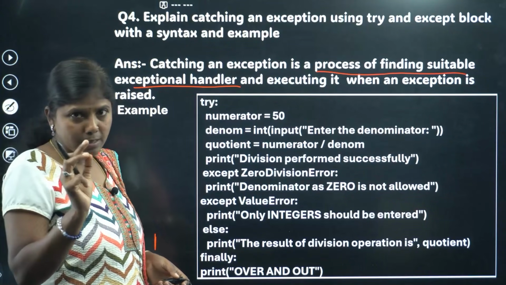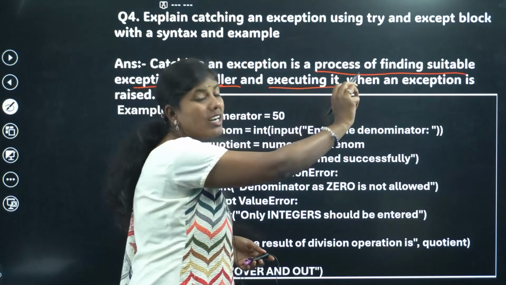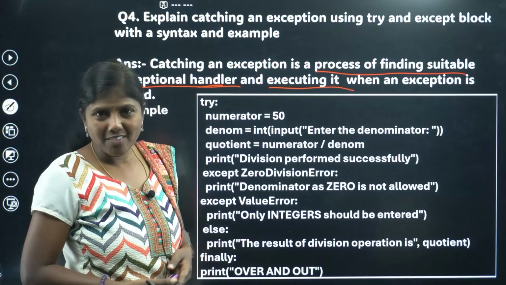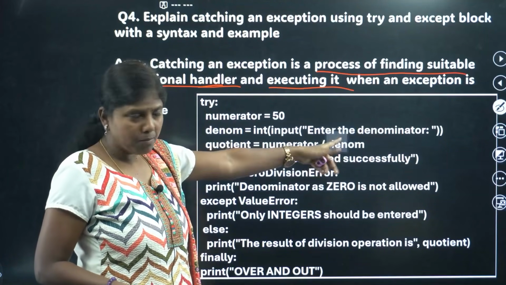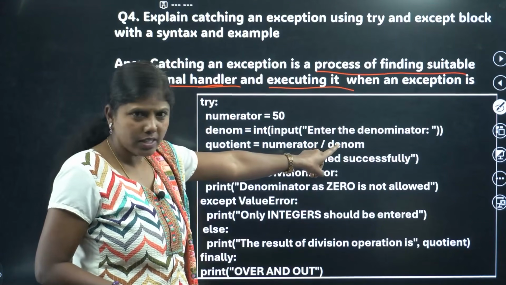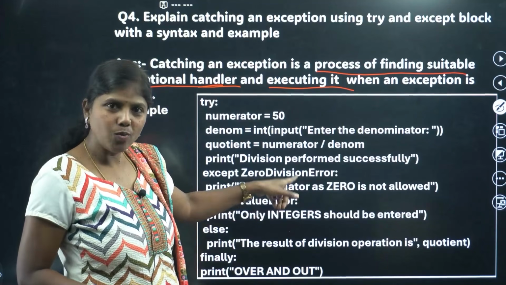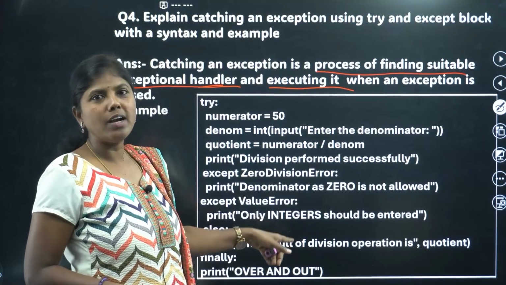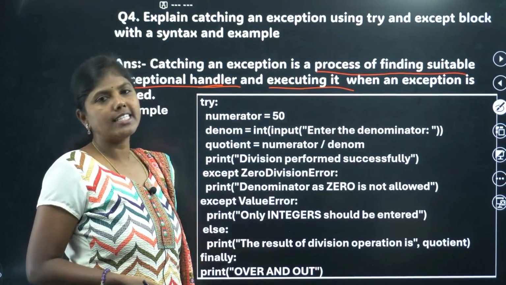What is catching an exception? The process of finding the suitable exception handler and executing it when the exception is raised is called catching an exception. Very simple. An exception is raised if I give 0 here. It's the same example only. Whenever you give 0, it searches for the suitable handler. There are two handlers here. One is zero division, another is a value error. It searches for the corresponding handler. Is the point clear? And executes it, that is called catching an exception.